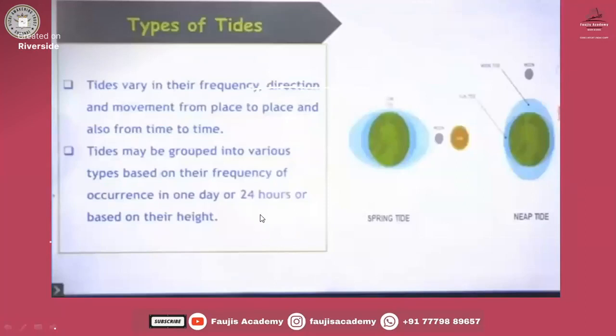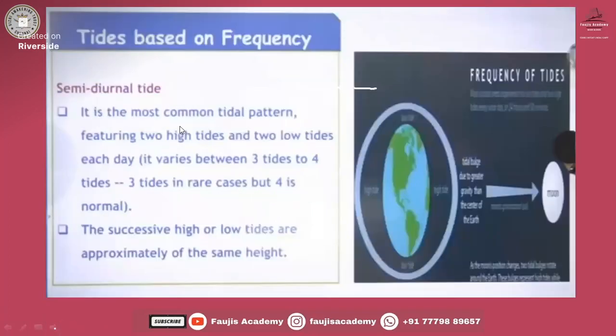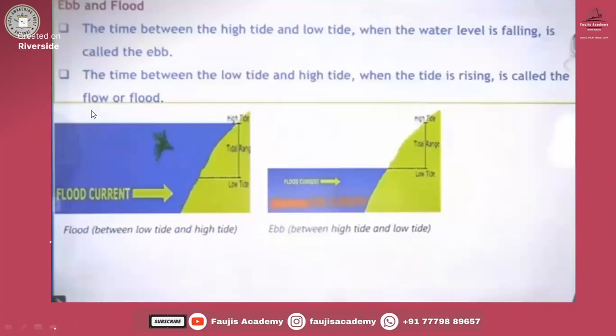Okay. So remember that, approximately, in one day, in the 24 hours, we have two high tides. Then on the frequency, that is the semi-diurnal tide we saw. In that, two high tides and two low tides occur. So that is a semi-diurnal tide, and ebb and flood.